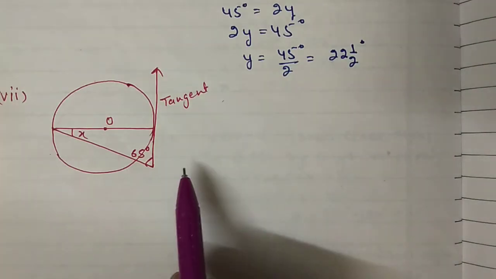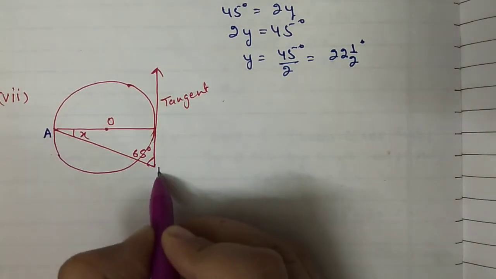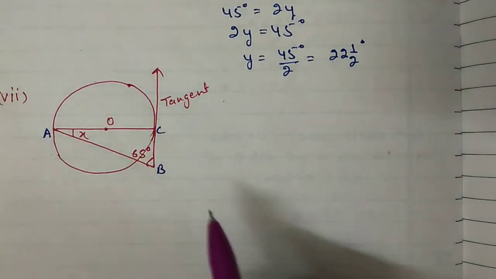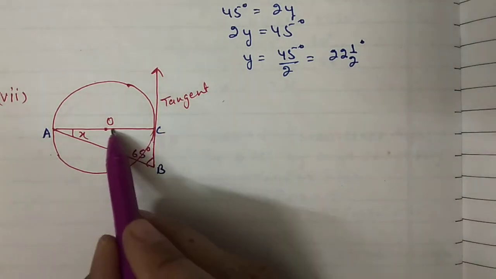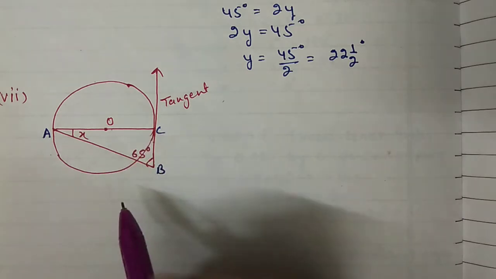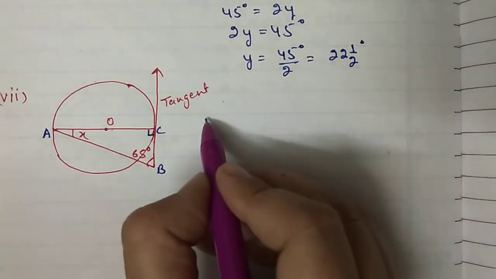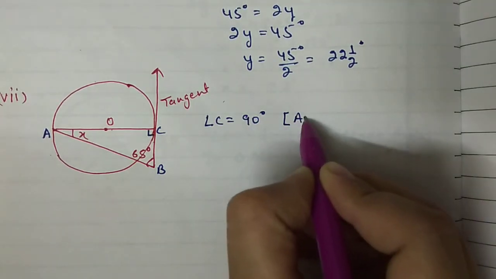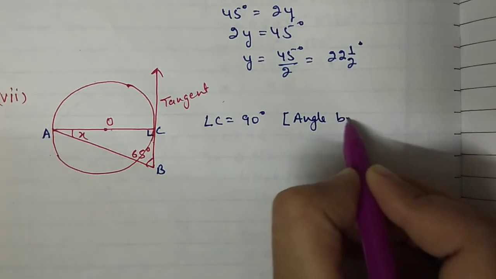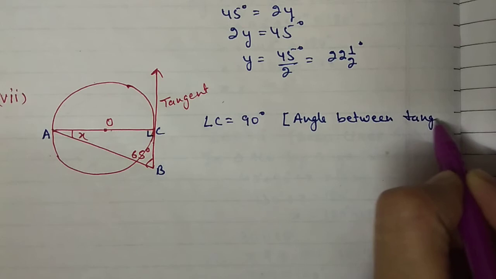Next, the seventh part of question number 5 here. First we will name this figure A, B, C. In this question it is given this is a tangent, and we know the angle between tangent and radius. OC is the radius. This will be 90 degrees. So this angle is 90 degrees. We can write here angle C is equal to 90 degrees. Reason: angle between tangent and radius.